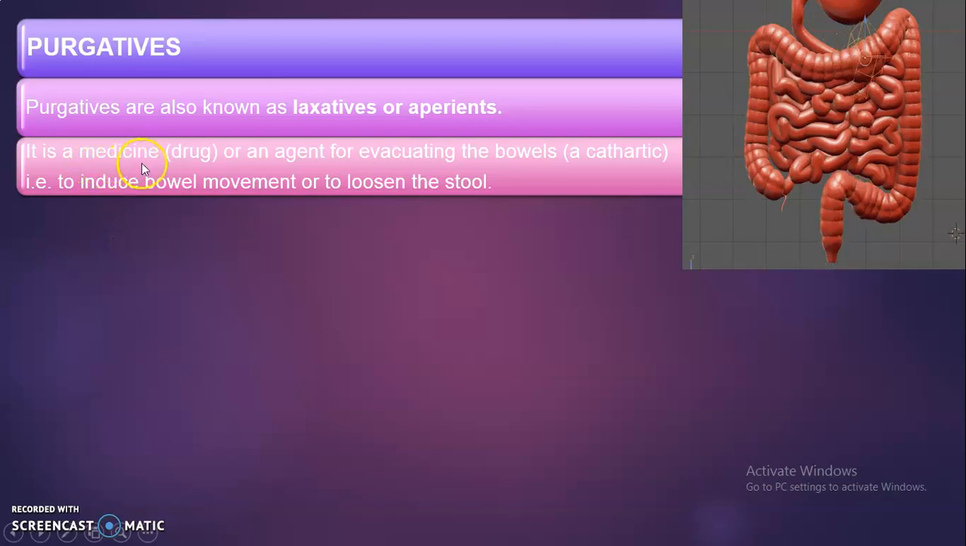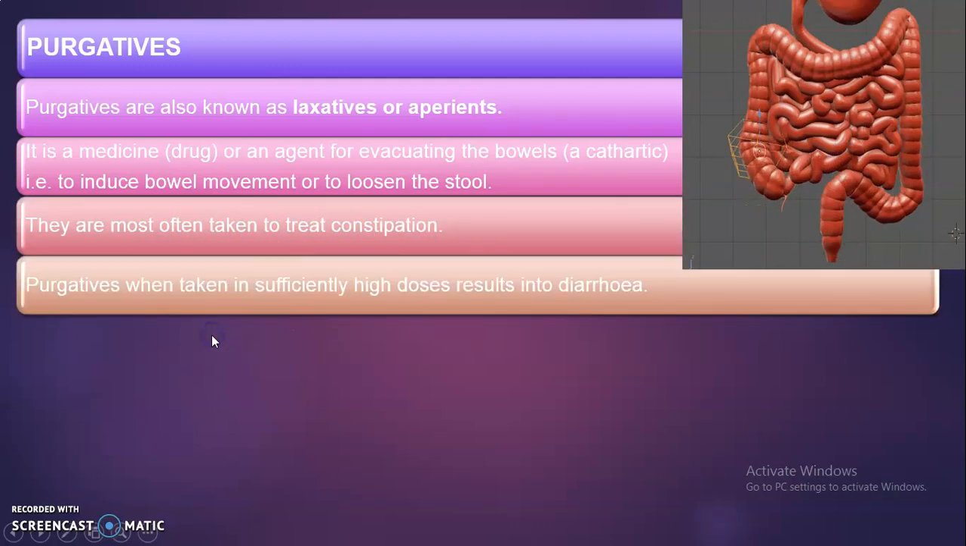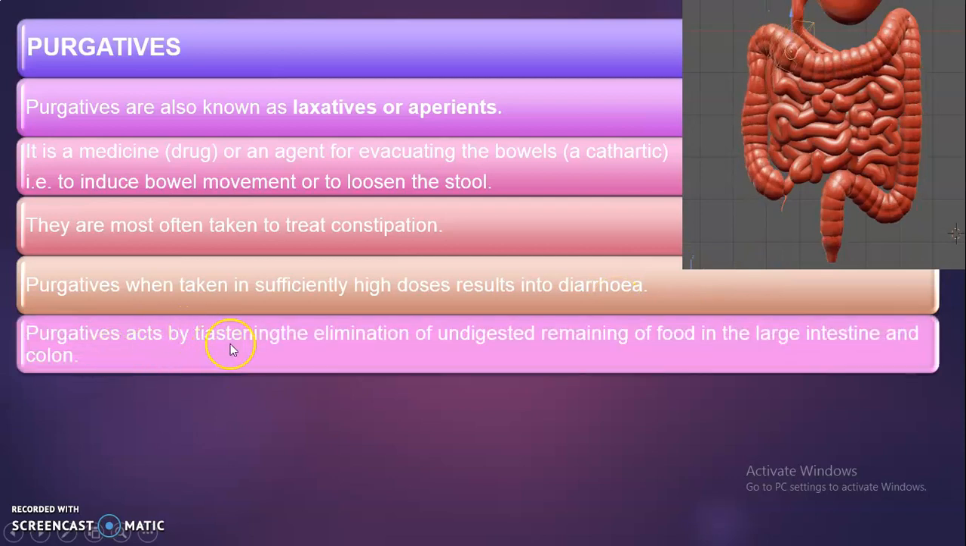It is a medicine or a drug or an agent for evacuating the bowel as a cathartic, that is, to induce the bowel movement and loosen the stool. They are most often taken to treat constipation. Purgatives, when taken in sufficiently high doses, result in diarrhea also. Purgatives act by the elimination of the undigested remaining food in the large intestine and the colon.